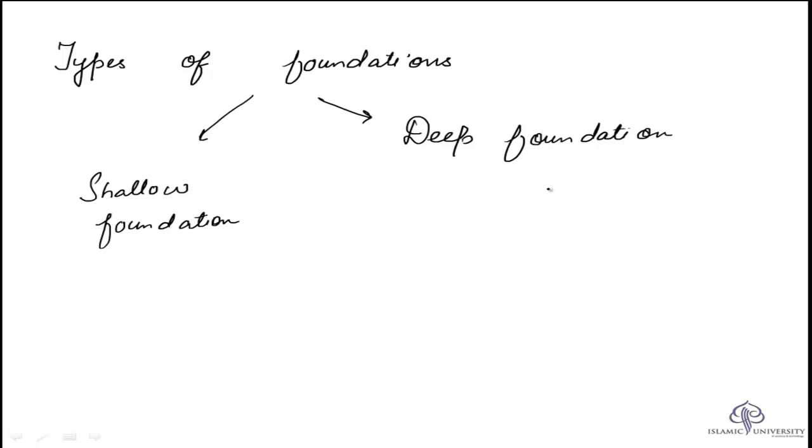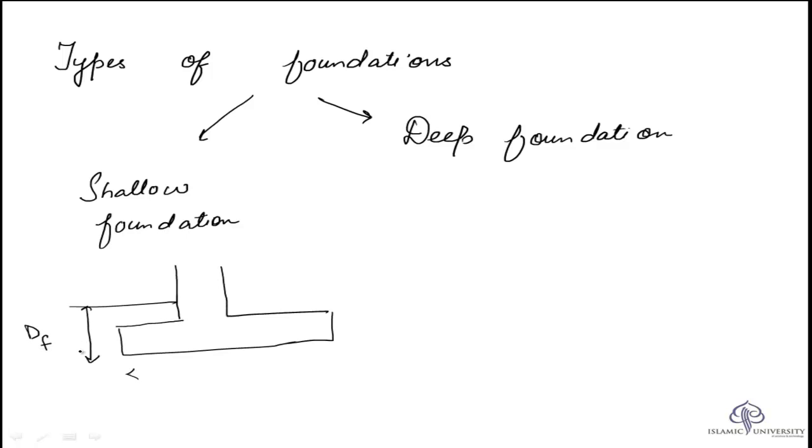The distinction between a shallow foundation and a deep foundation is generally made according to Terzaghi's criteria, according to which a foundation is referred to as shallow foundation if it is laid at a depth equal to or less than the width of the foundation. That is, if Df is less than or equal to Bf, the width of the foundation, then that foundation can be called a shallow foundation. And if Df is greater than twice Bf, then that foundation will be called a deep foundation.